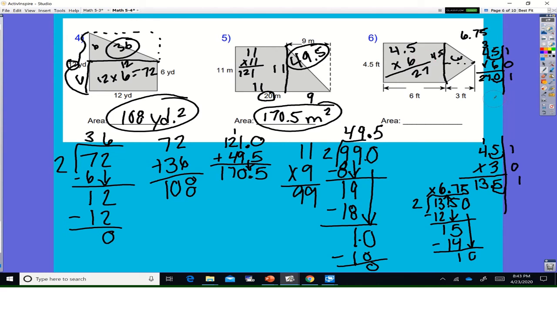Now I'm going to add these two up. I have 27 plus 6 and 75 hundredths. We put our decimal at the end of that 27. We don't need to show that. And then I always fill it in with zeros. We have 5, 7, 13, 3. So I get 33 and 75 hundredths feet squared.